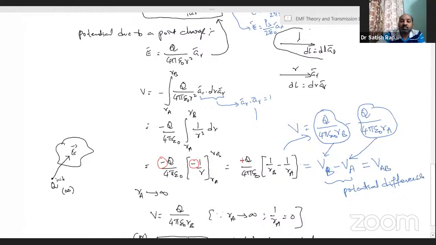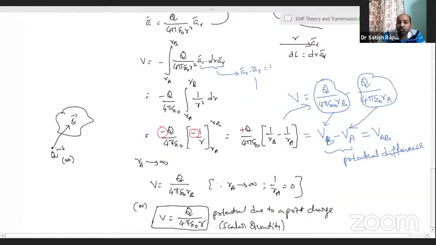So therefore potential due to point charge is V is equal to Q by 4 pi epsilon r, which is a scalar quantity. So this is about electric potential. With this I will close my session.